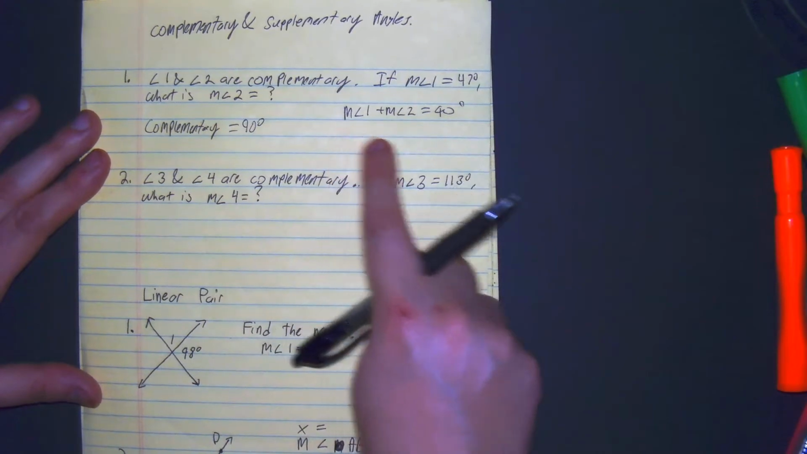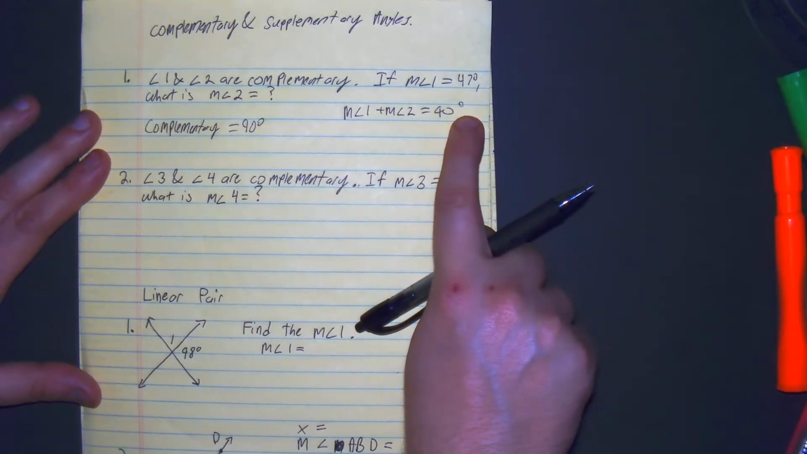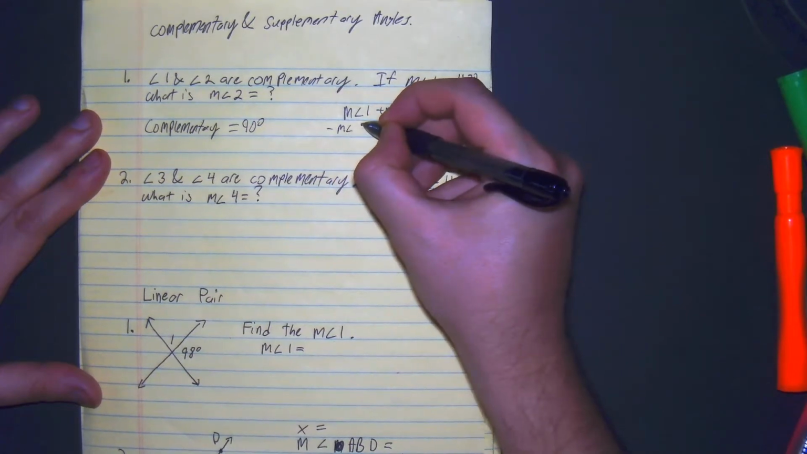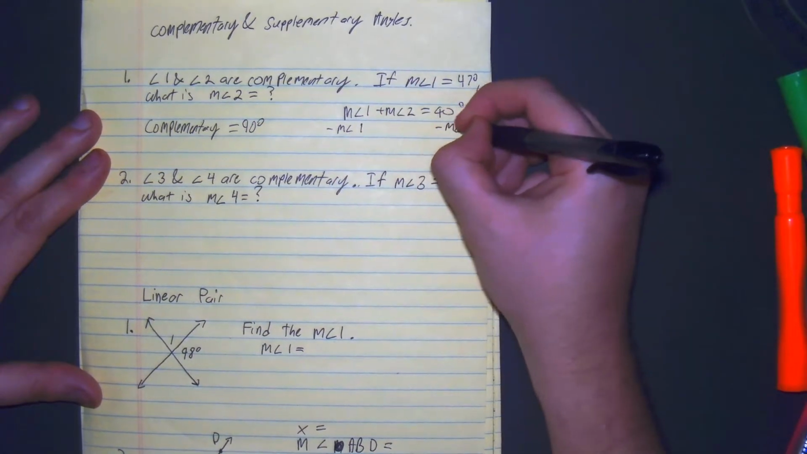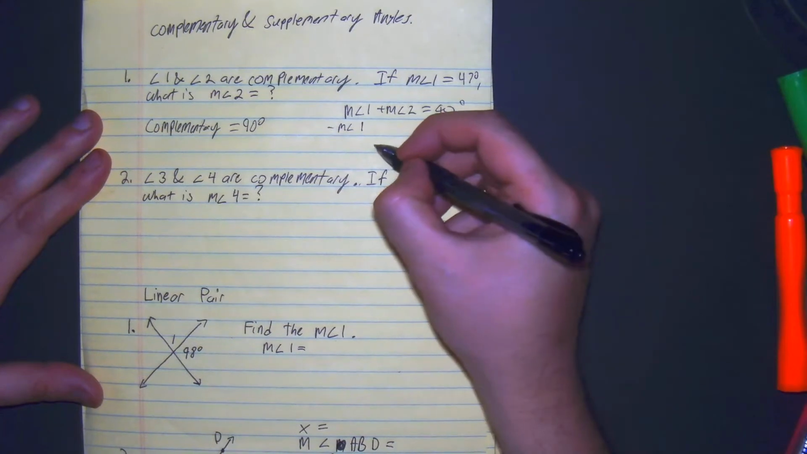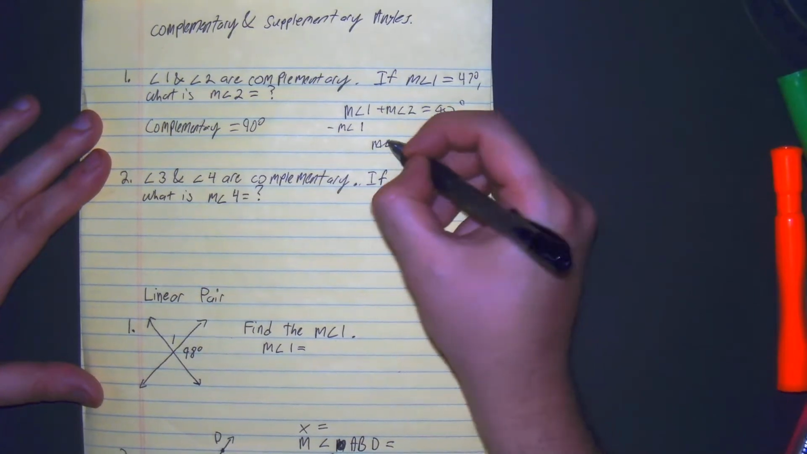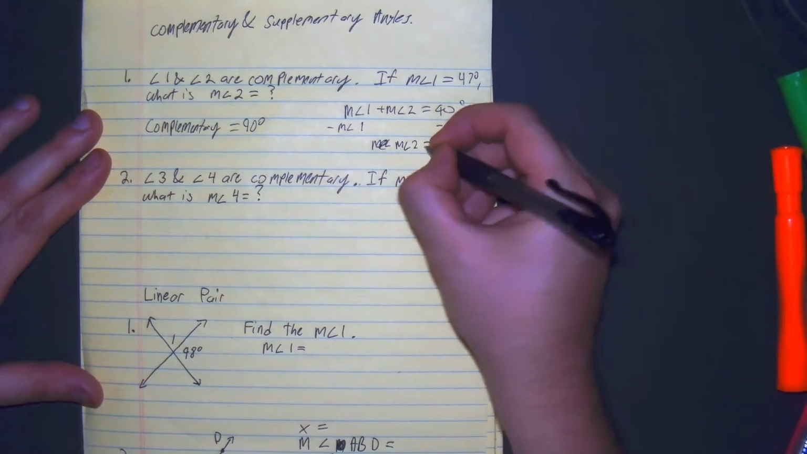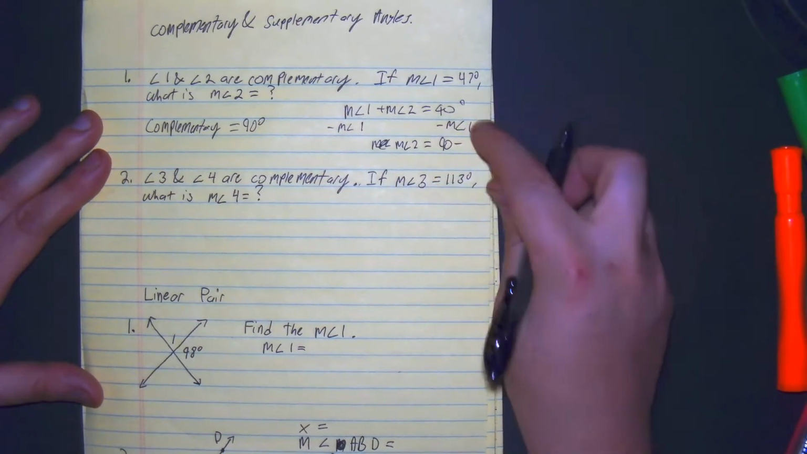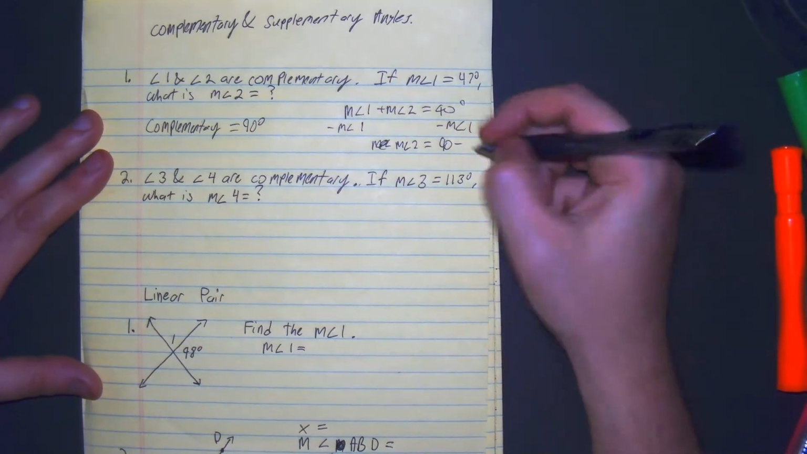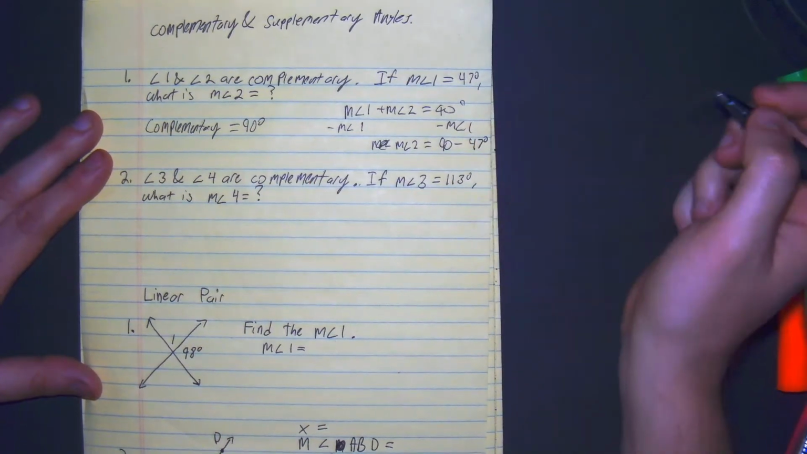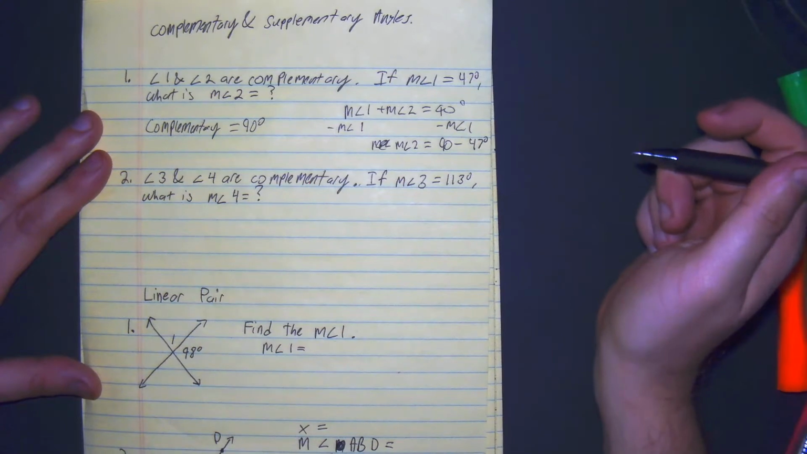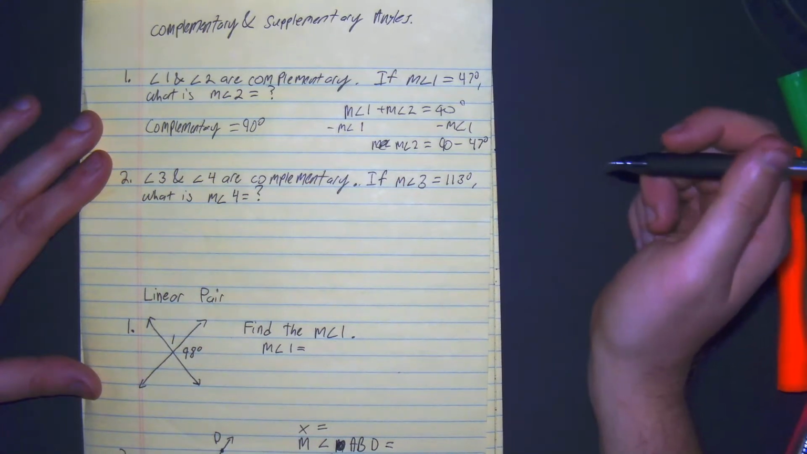So we're going to move this over so we can isolate the measure of angle 2. Let's just plug in what we got. The measure of angle 2 is equal to 90 minus the measure of angle 1, which is 47 degrees. 90 minus 50 would be 40.